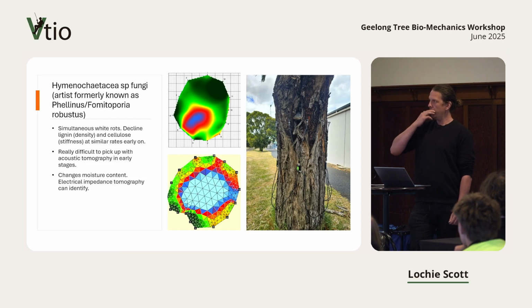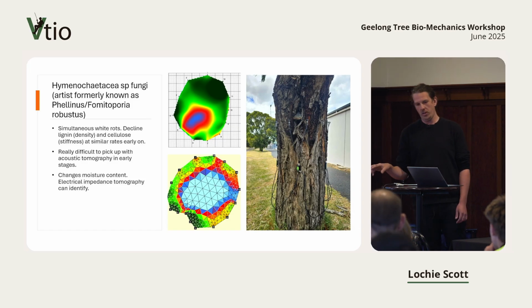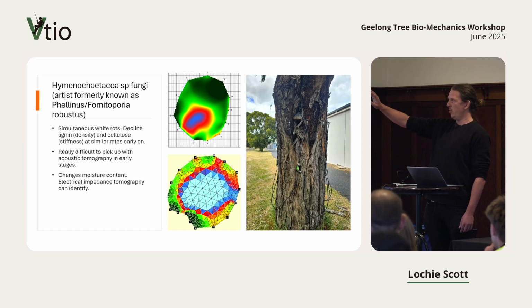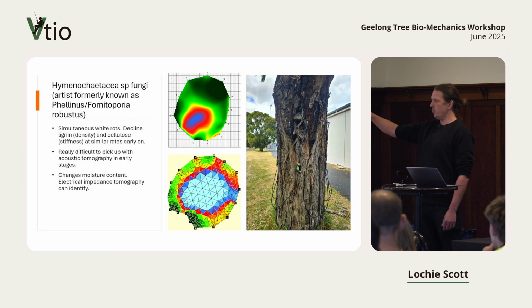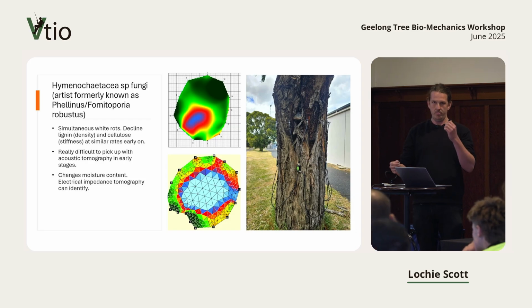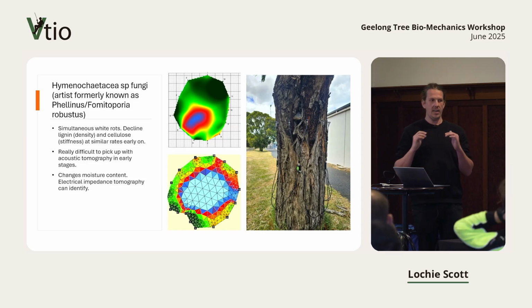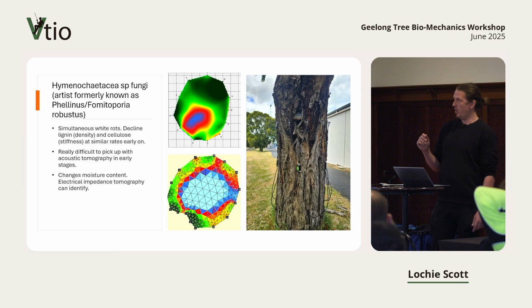I've done a bit of work on this. I have a feeling most people would call it Phellinus robustus, but new information is we don't know what it is. Phellinus robustus is a conch of oak in Sweden, never been recorded here, mislabelled in books for a really long time. So the correct thing to call it is Hymenochaetaceae, and it's a simultaneous white rot. So it brings down the stiffness, cellulose, and density, lignin, at roughly the same rate early on in the process. So it's really hard to identify with a sonic tomograph.